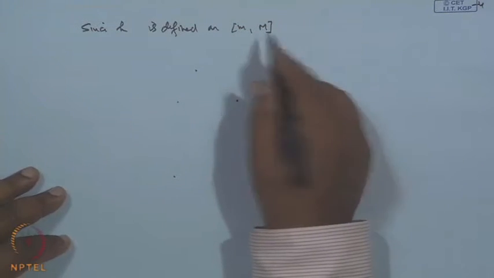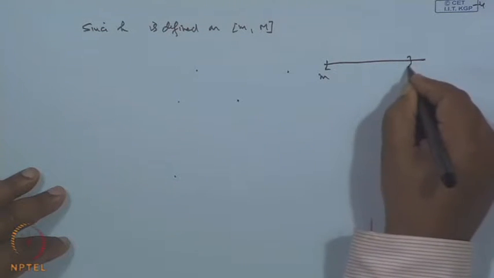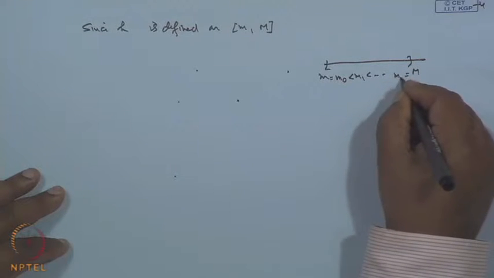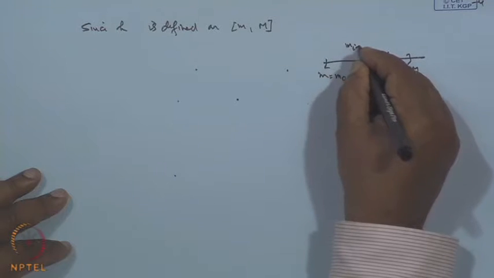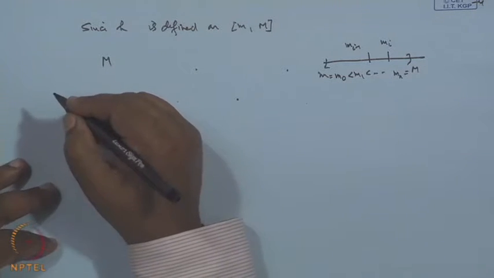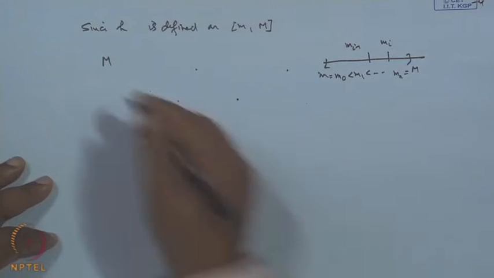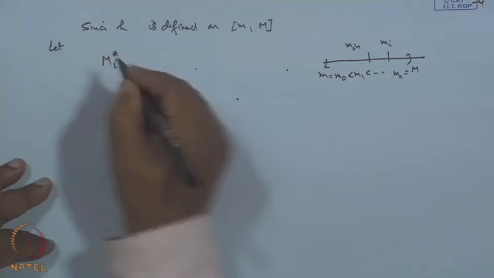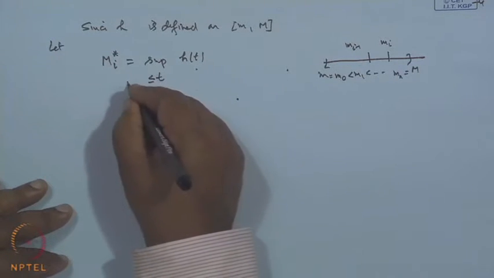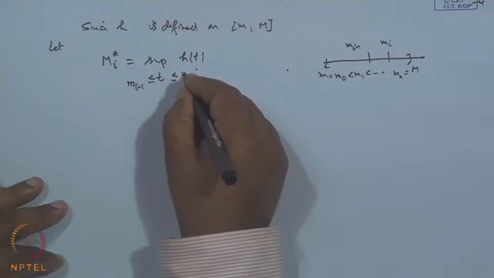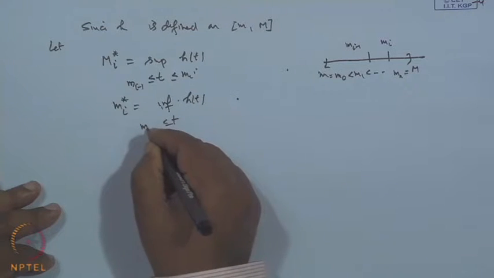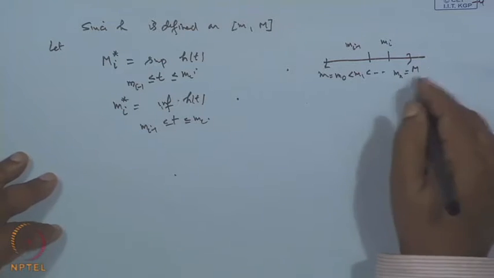So, in this case, when you partition this [m, M], suppose I partition it, say m0 less than m1 and so on, up to mn equal to M. So, if we pick up m_{i-1} and m_i, now in this case, when you consider the upper and lower bound for the function h, let us denote, let M_i star be the supremum value of h(t), I am using the t, where t lies between m_{i-1} and m_i, and small m_i star is the infimum value of h(t) when t lies between m_{i-1} and m_i. Is it not? Just I am taking this one.